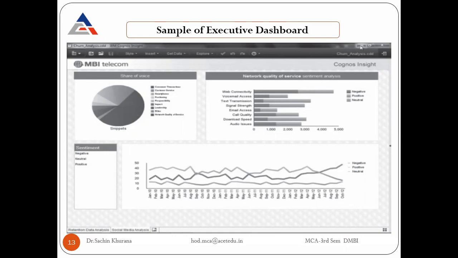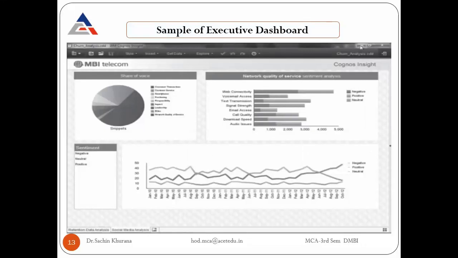Similarly, on the left hand side, you have a share of voice, and that again is based on your customer services and other data, although that is not very clearly visible over here. One of the graphs below represents your data in different months of the year, again in a graphical form.